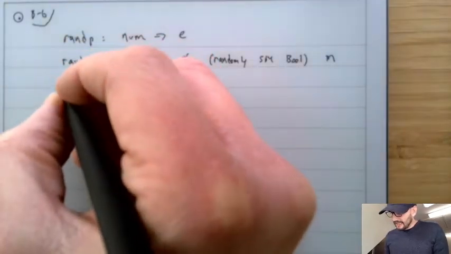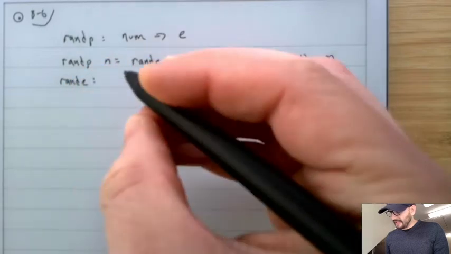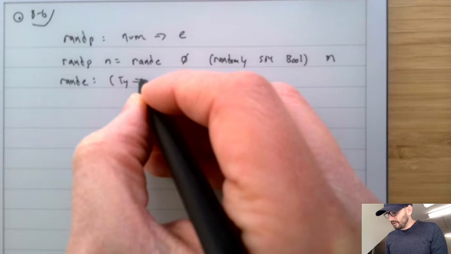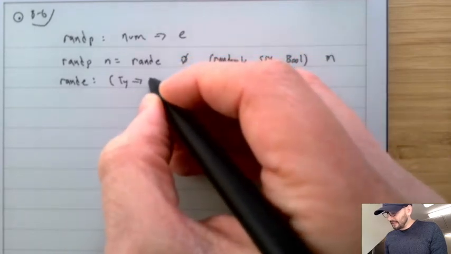Now what rande does is rande takes a mapping from a type to a set of variables.